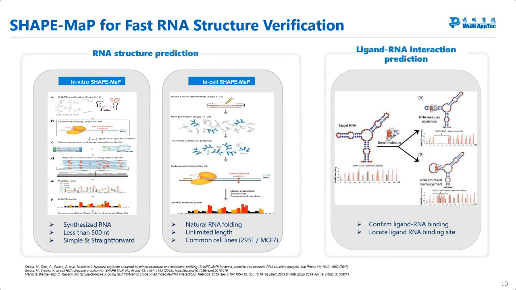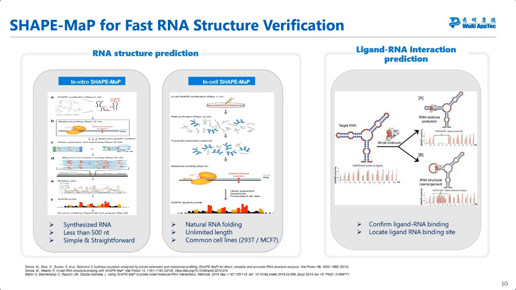ShapeMap is an innovative technology that employs shaped chemical probes to selectively and covalently label RNA functional motifs. These probes induce mutations during reverse transcription, which can then be identified through sequencing, providing valuable insights into RNA secondary structures. This service has gained widespread popularity within our RNA platform.